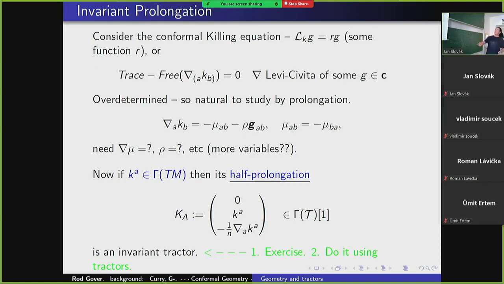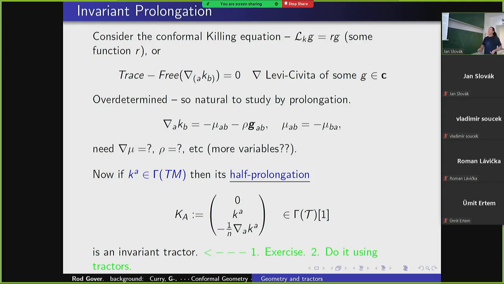Now this case is so simple it's not hard to do it by hand, but there's still a little bit to do. And there are decisions to make about what variables to introduce and so on. So one of my points is that you don't actually have to make those decisions, that the tractor connection makes them for you because this is conformally invariant. So once you have the tractor connection, you can use it to do the prolongations of conformally invariant equations more or less automatically.